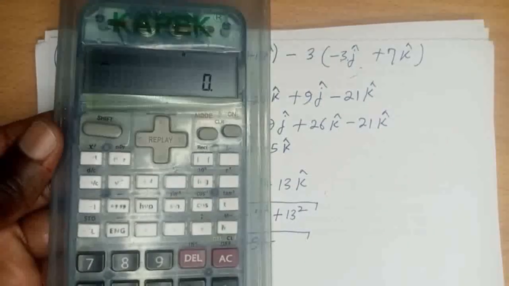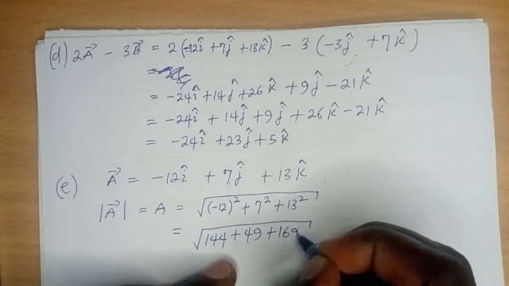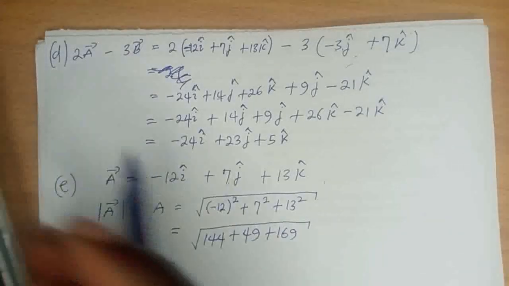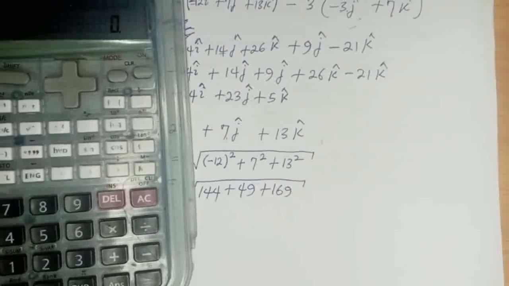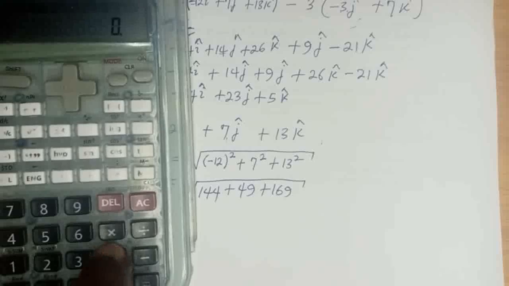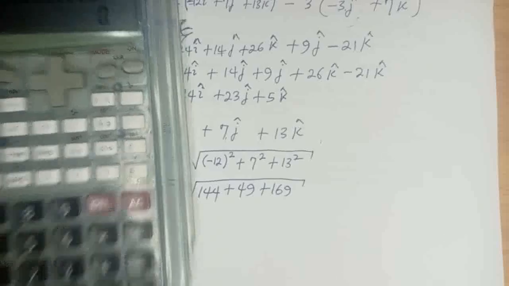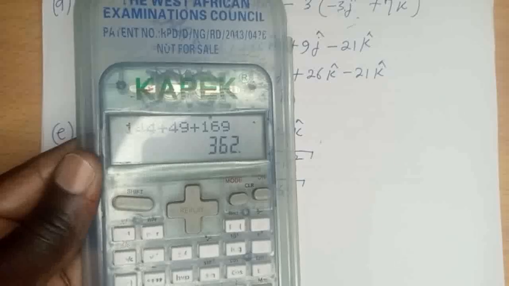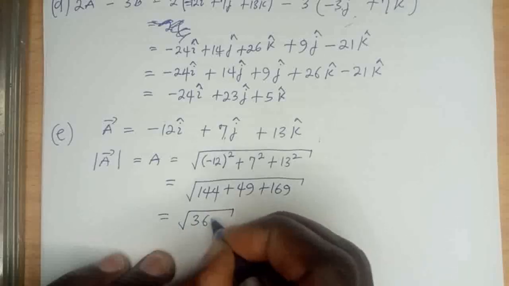I bring my calculator, 13, and I press the square button. 13 squared gives 169. Next, I will add everything in the square root: 144 plus 49 plus 169. Can you see that? 144 plus 49 plus 169. Press the equality sign, and this is 362. So I have the square root of 362.